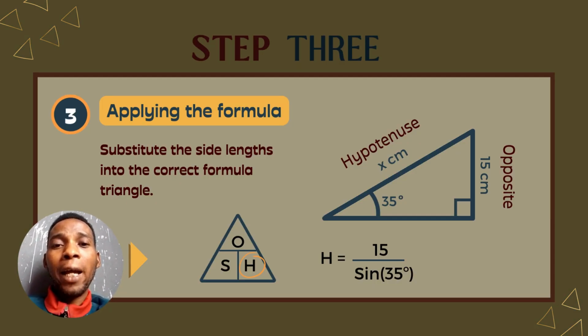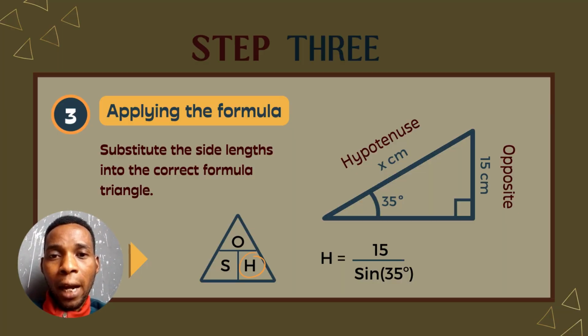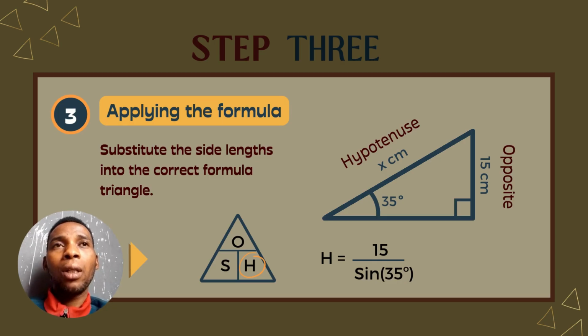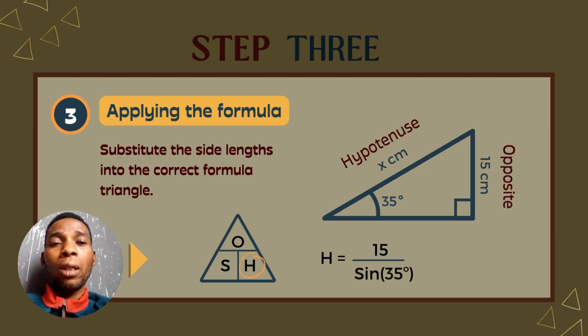The next step says applying the formula. Substitute the side lengths into the correct formula. Now, after you have your sine to be opposite over hypotenuse, what is the value of your opposite? It is 15 centimeters. Put it. Now, the value of your hypotenuse is unknown. That is the side we are looking for. And the angle is 35 degrees. You can see from here.